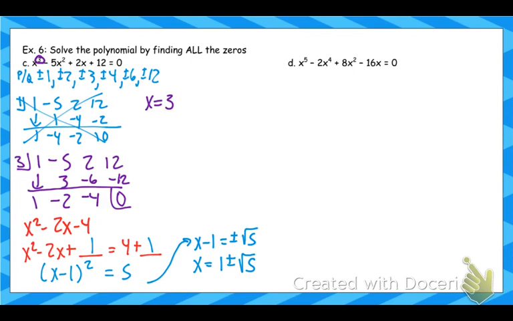So again, I have three solutions. 1 plus the square root of 5, 1 minus the square root of 5, and x equals 3. Don't forget about the very first answer that you got whenever you did your synthetic division.